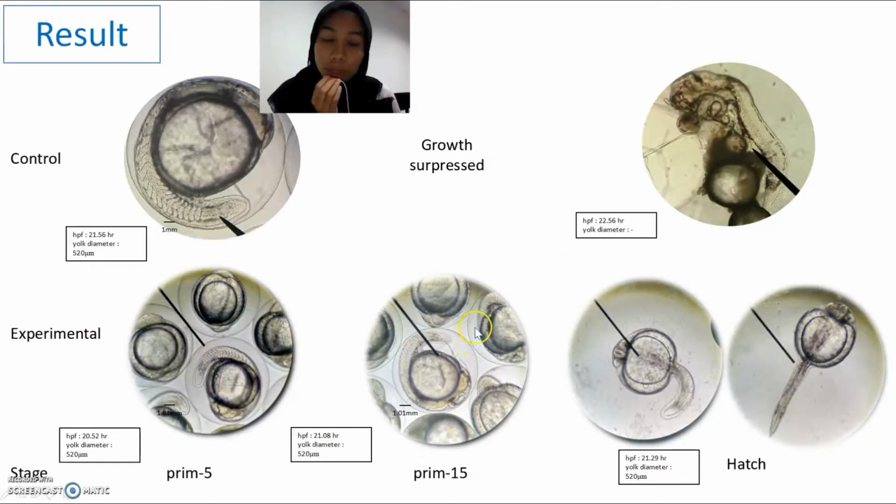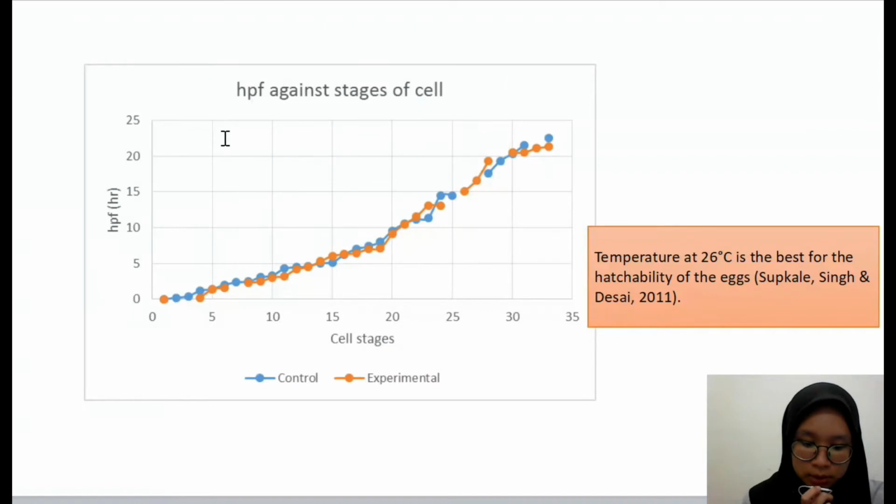In the experimental beaker, the primitive stages still show a positive result. However, in the control, the growth of the eggs is suppressed. This is because most of the eggs are either dead or burst, and some show these stages even though we waited until 6 p.m. During the experiment, the temperature recorded ranged from 21.5 to 30 degrees Celsius.